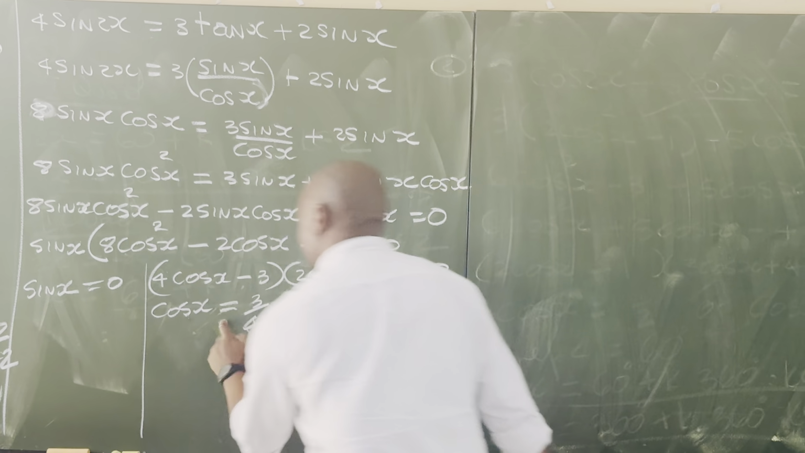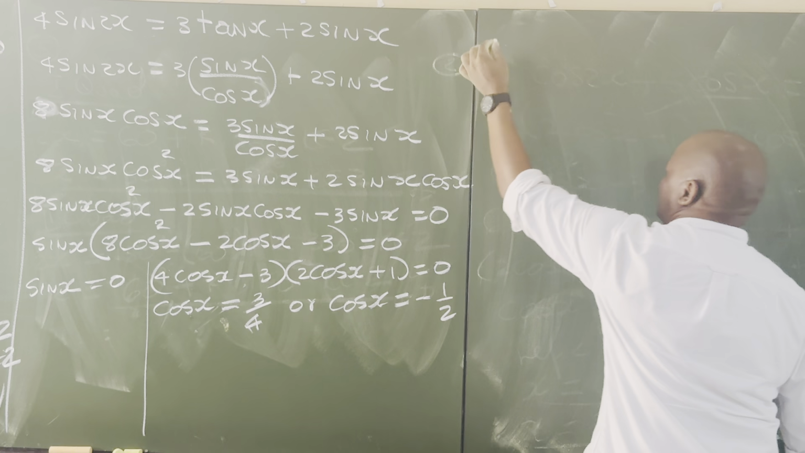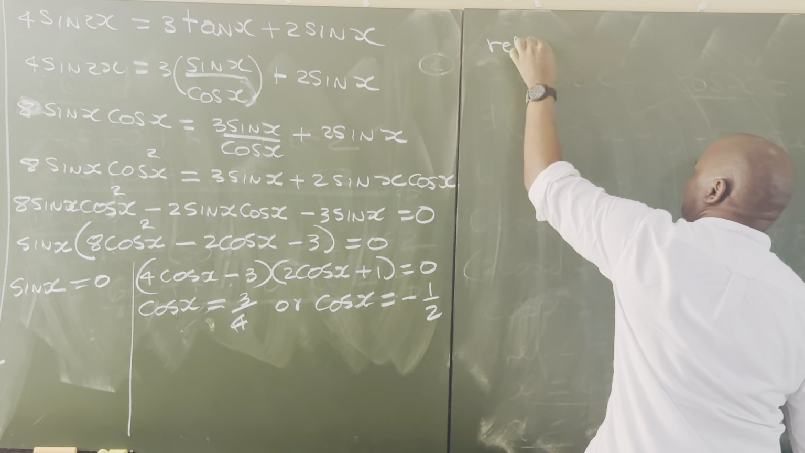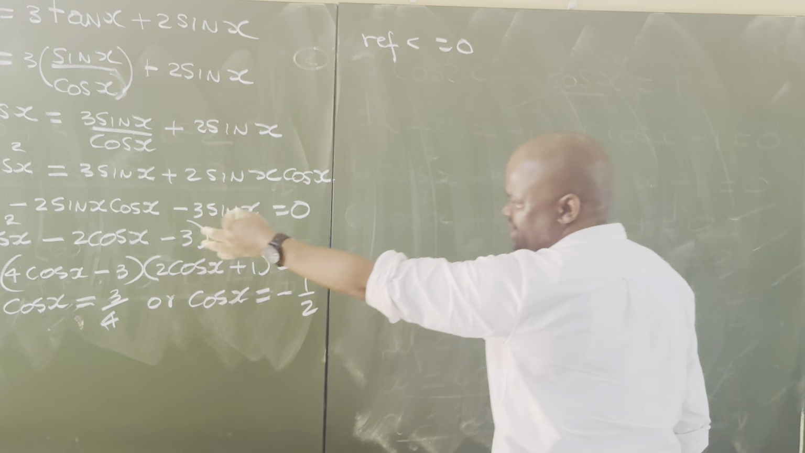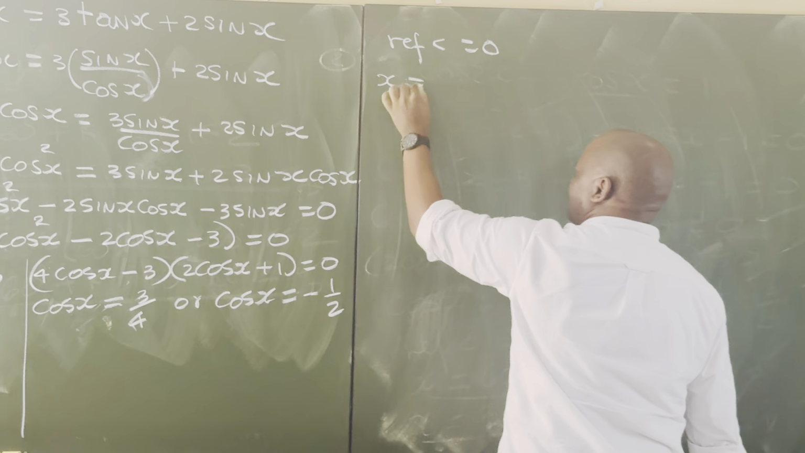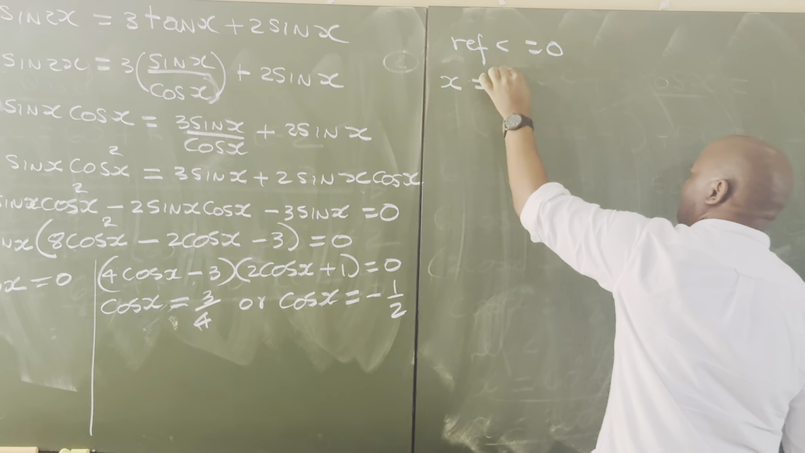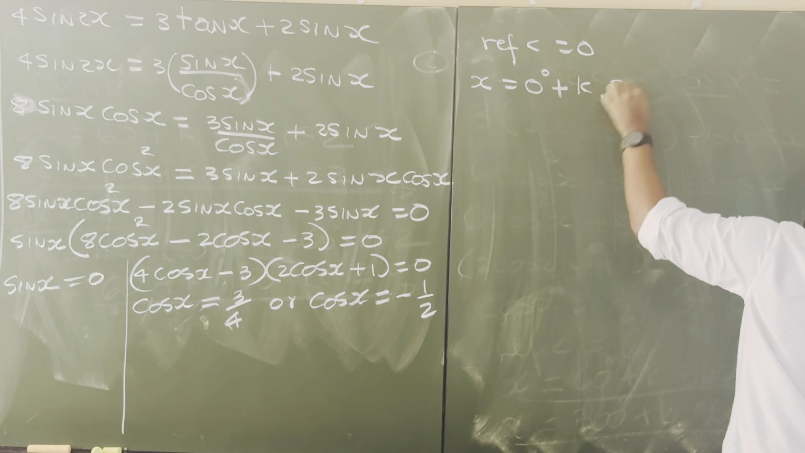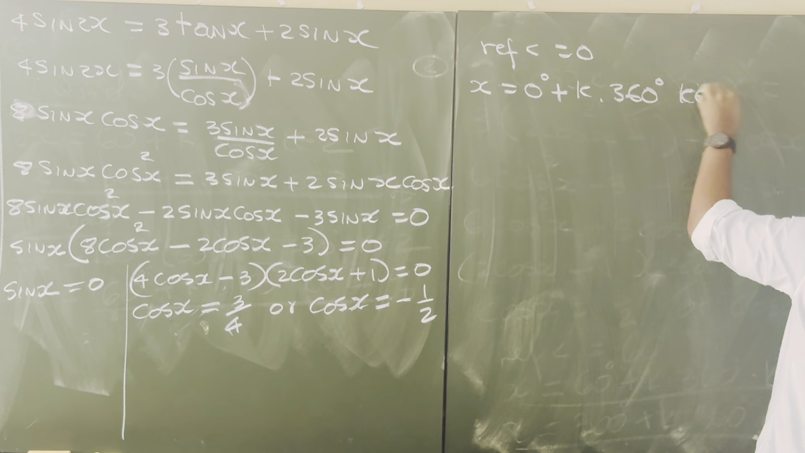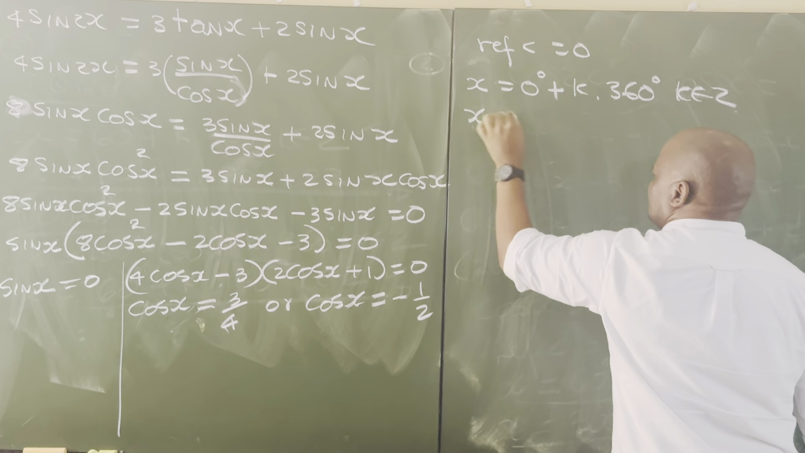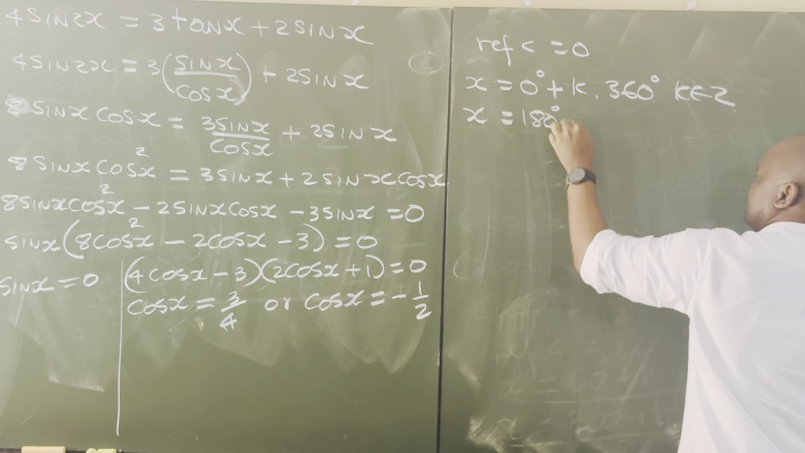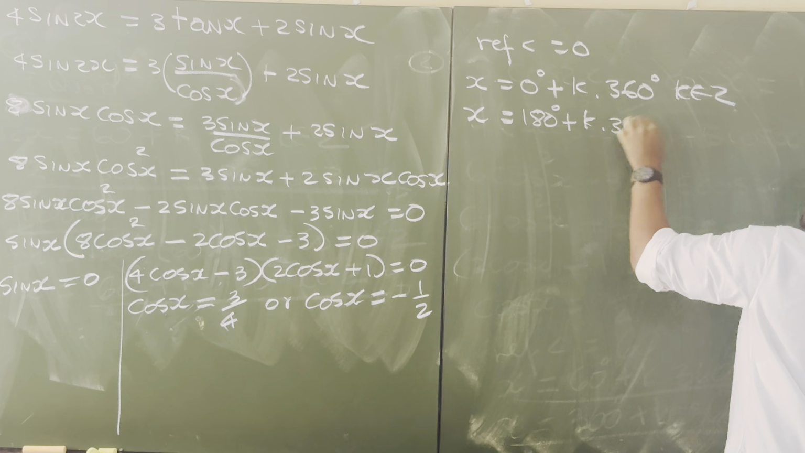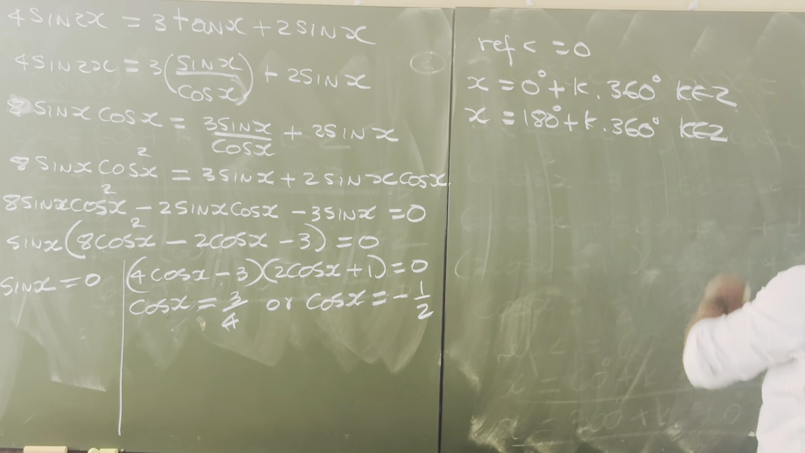So let's start with the one that says sine x equals to 0. So the reference angle will be 0. Then for our solution, we treat 0 as positive. So this is x equals to 0 plus k times 360, where k is an element of integers. And then our second solution will be 180 plus k times 360, where k is an element of integers.